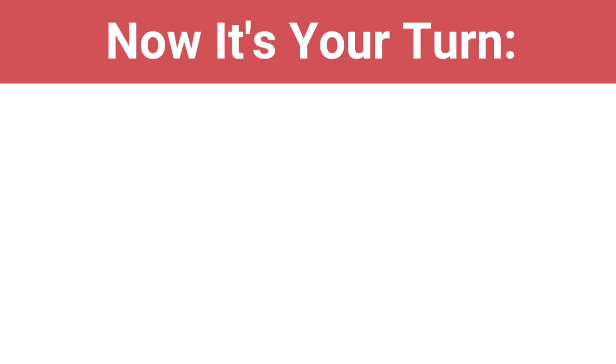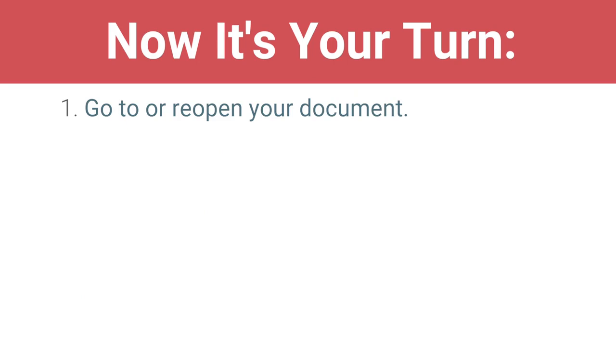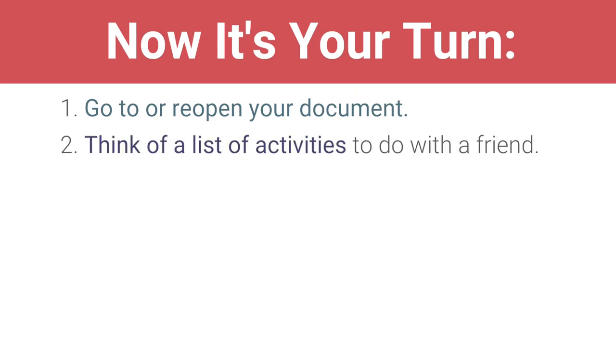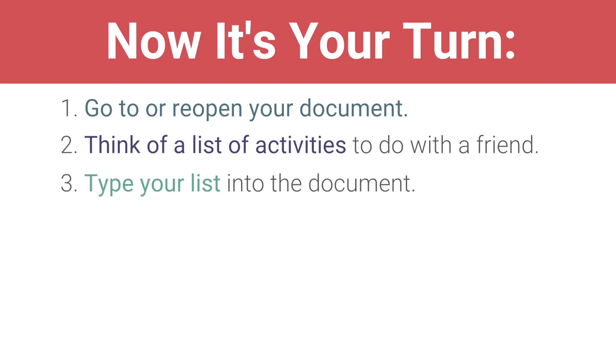Now it's your turn. Go to or reopen your document. Think of a list of activities to do with a friend. Type your list into the document. Move on to the next video.